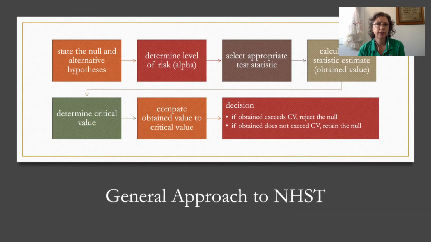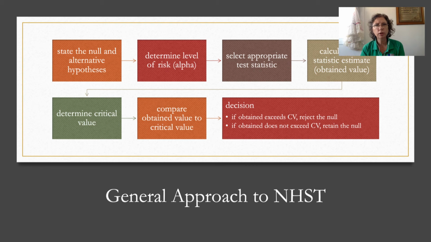So from your Elements of Statistics class, or back in the day, you probably were introduced to a process similar to this one, where you would need to state the null and alternative hypotheses, determine your level of risk or the alpha level for a test, select the appropriate test statistic, calculate the test estimate, determine the critical value and compare the obtained value to the critical value on a table in the back of the book, and then decide that if the obtained value exceeds the critical value, you would reject the null, and if it did not exceed the critical value, then you would retain the null.